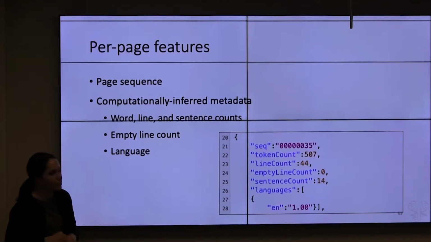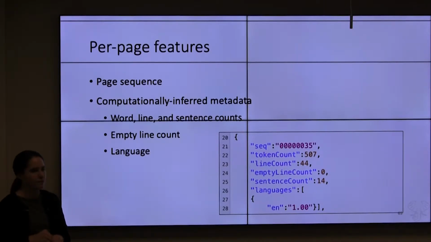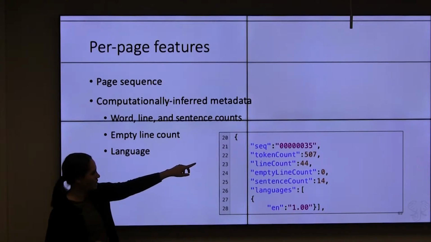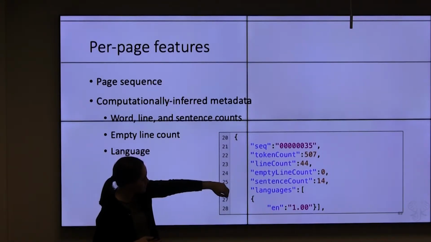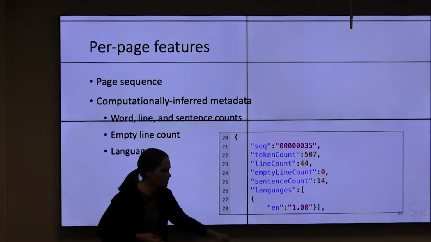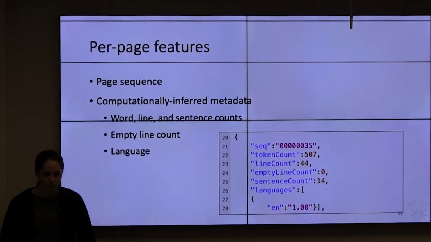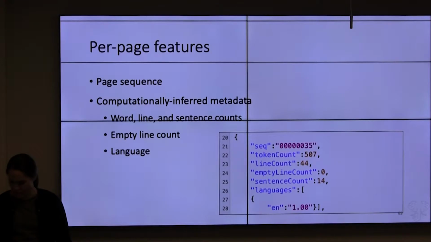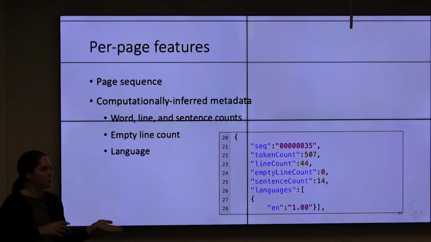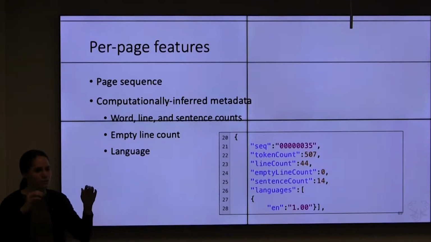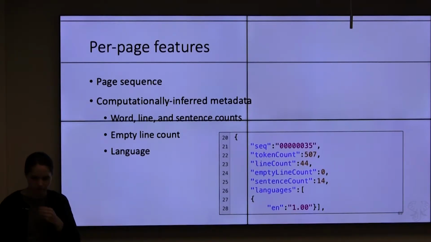And then you also get some computationally inferred metadata. You get things like how many words occur on the page, how many lines there are, how many of those lines are empty, how many sentences there are, and then you get a computationally inferred language tag. There are some instances where a work in a catalog is said to be in Spanish, but there are some pages in French, and this will help you determine what the language is on each of the pages.